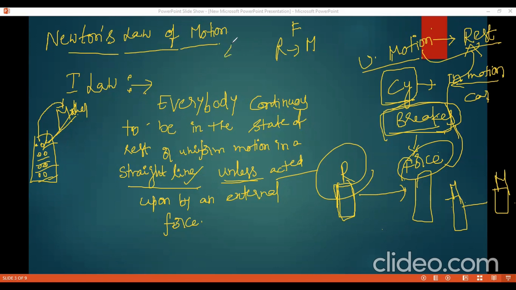What is that called? Inertia. Inertia is the inability, which means it is not able to do that. What? Change of state. It won't change its state. It likes to be in the same old state only. So inertia is the inability of a body to change either its state of rest or uniform motion. Anything you take, if it is in motion, it should be in motion only.